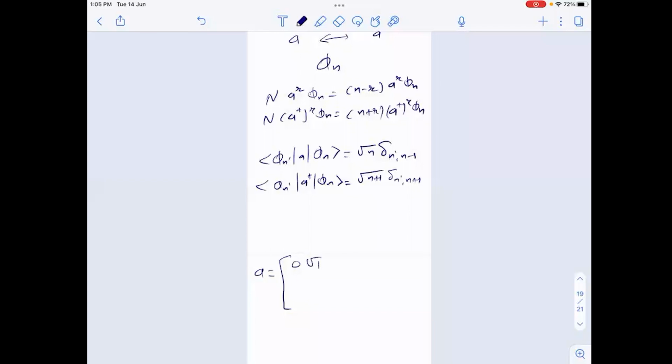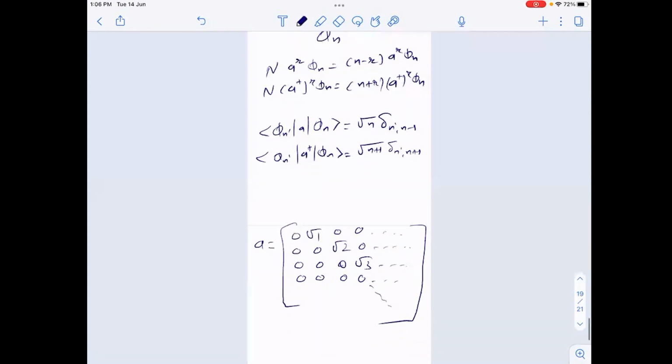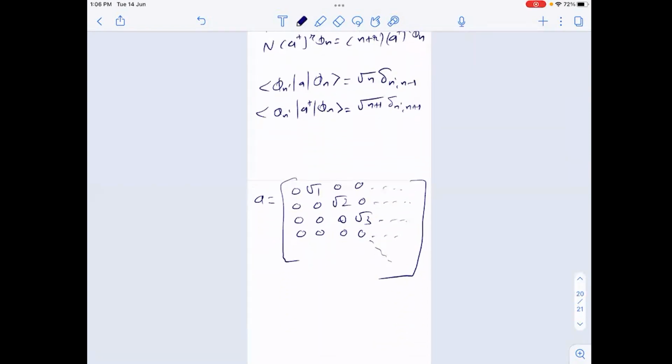A will turn out to be 0, √1, 0, 0, and so on; 0, 0, √2, 0, and so on; 0, 0, 0, √3, and so on; 0, 0, 0, 0, and so on, and so on. Right.